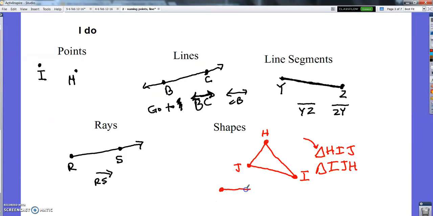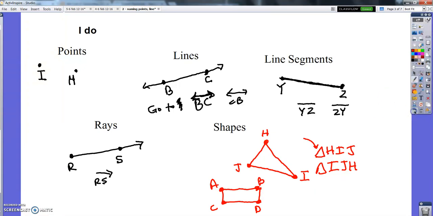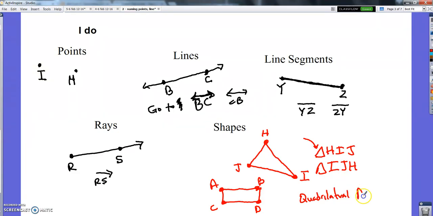If it's a quadrilateral, they don't. I don't know why. That's not the symbol for quadrilateral that I know of. It might be used. So there you would just write quadrilateral ABCD. And it just says the quadrilateral made by those 4 points. Okay? So that's how they work.